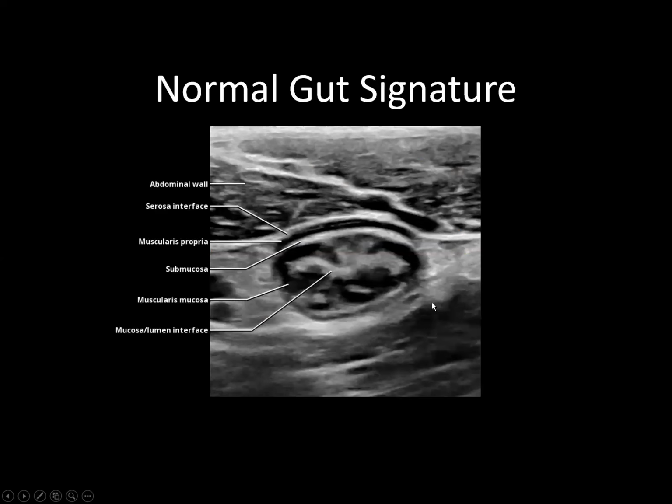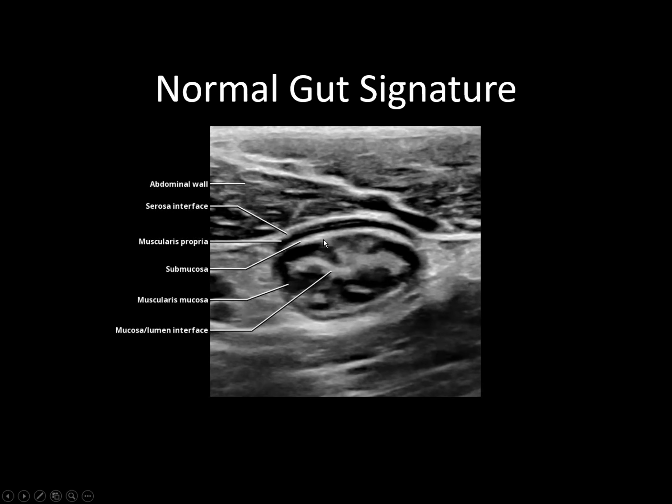Here's a normal gut signature on ultrasound. When we're lucky, we see all of these. Sometimes we just see 3 of them. The innermost layer is the mucosa, which is hyperechoic and blends in with the luminal contents, sometimes gas, etc. The next layer is hypoechoic, the muscularis mucosa. Some people call this the deep mucosa.